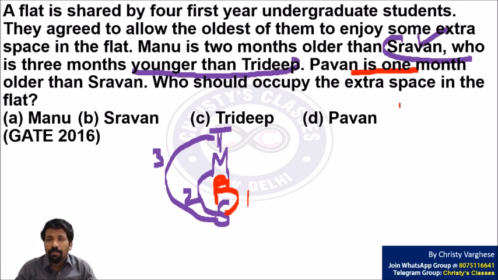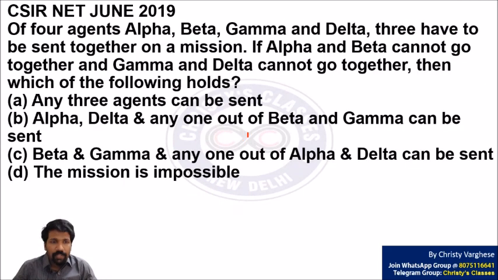So who should occupy the extra space in the flat is the question. So definitely Trideep should occupy the extra space in the flat. So option C is the answer because Trideep is the oldest person. If that is clear, let's go to the next question.